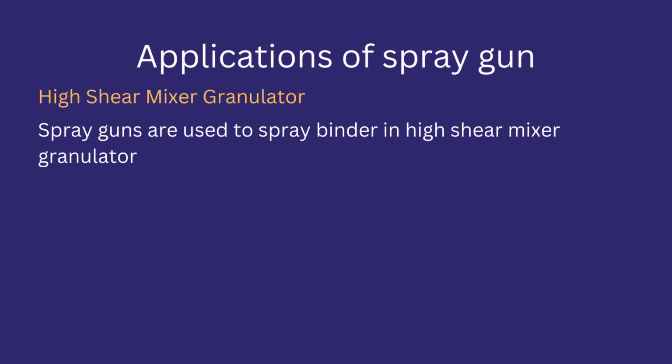High shear mixer granulator. High shear mixer granulator is equipment that is used to form granules from powdered state. During the process of granulation, binder is added as a part of the process requirement. The spray gun is used to spray binder in the granulation process, which facilitates granule formation.